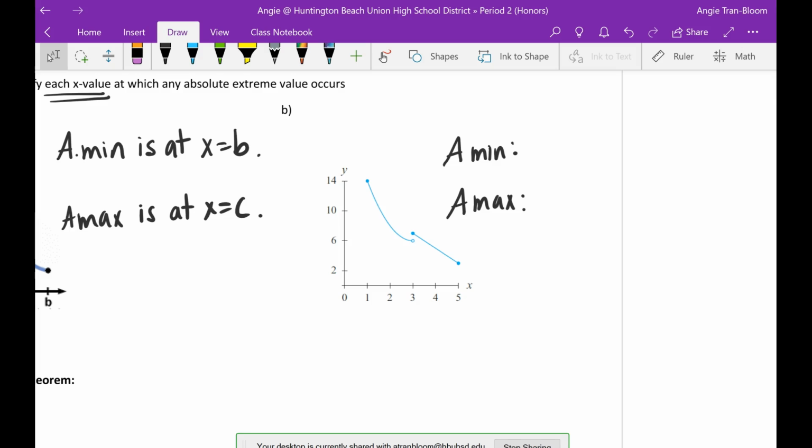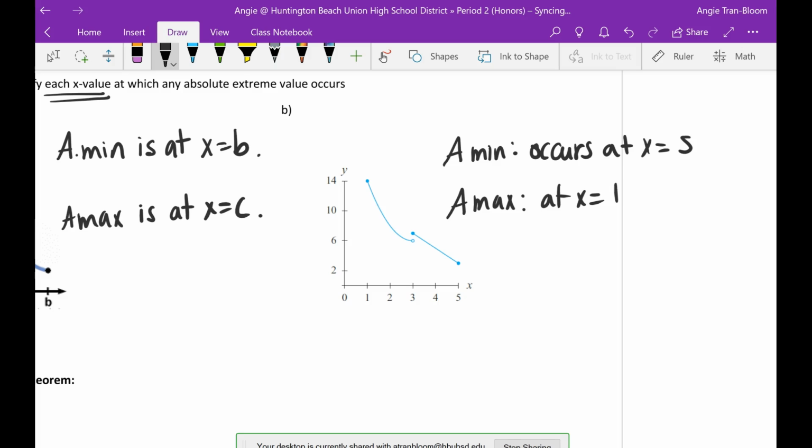Patrick, final answer, absolute min, please. The absolute min occurs at x equals 5. Okay, occurs, I'm going to spell exactly what you said. Is Patrick correct? Yes. This one goes to Kingsley, absolute max. At x equals 1. Is that okay?